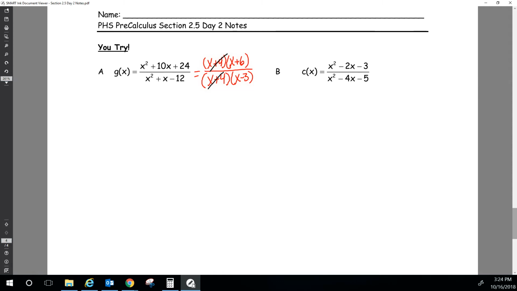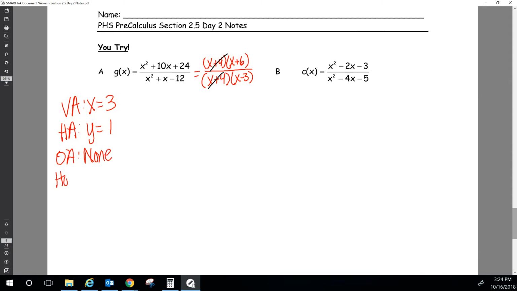All right, so then our vertical asymptote would be x equals 3. For my horizontal asymptote, my degrees are even, so it's going to be coefficient divided by coefficient, or 1 divided by 1, which is 1. I do not have an oblique asymptote because the degree of my numerator is not bigger than the degree of my denominator.